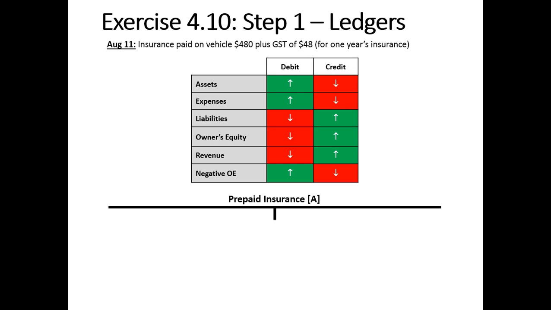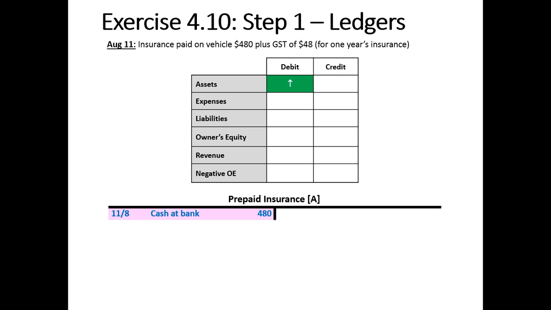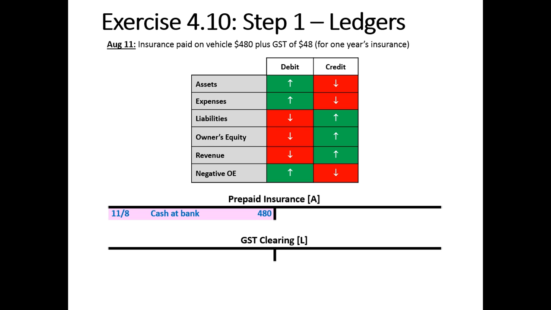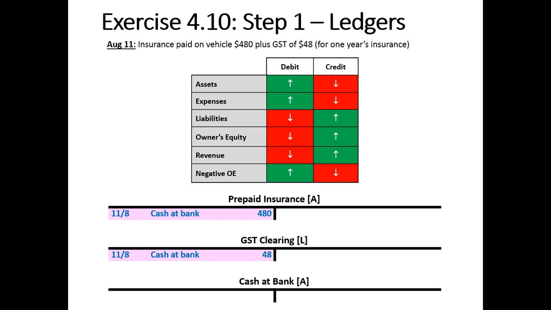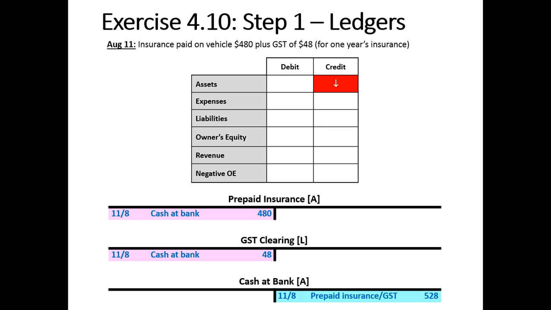Paid the insurance on the car, it's for 1 year's insurance, so this is an account we're actually not going to do on the next SAC, so don't get too bothered with why is this an asset, but we're going to call it an asset called prepaid insurance. Assets go up on the debit side for $480. We will charge GST, and when we get charged GST, that reduces our liability, and our asset will decrease cash because we've paid $528.